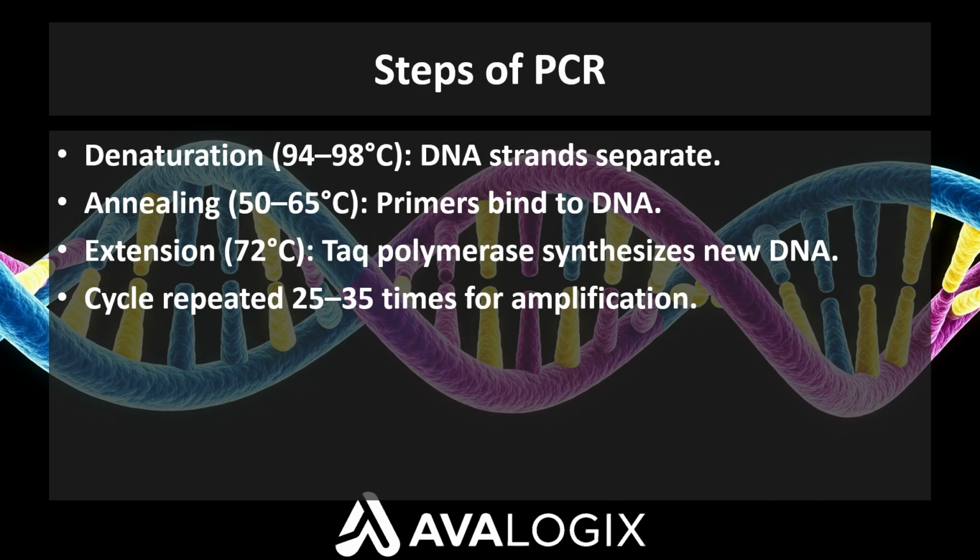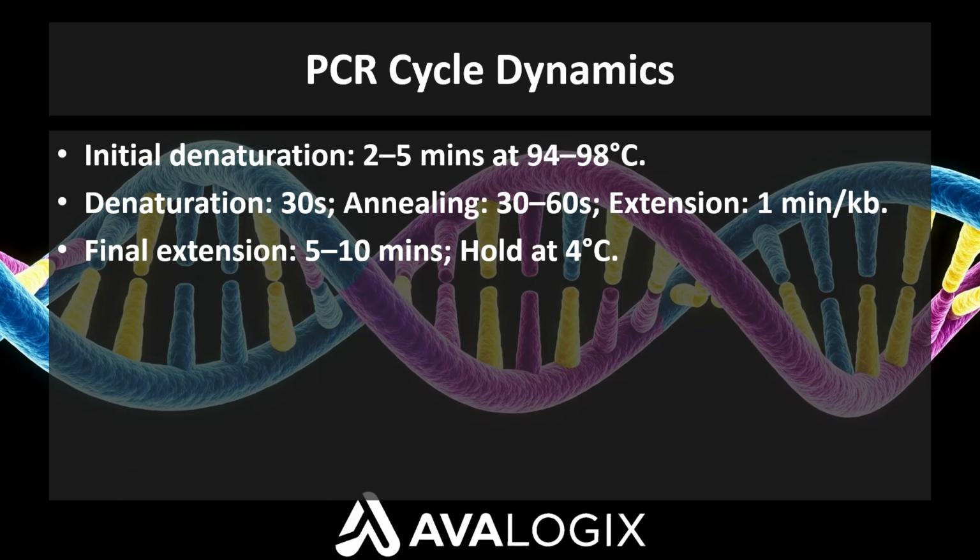The success of PCR doesn't only depend on what's in the reaction tube, but also on how precisely the thermal cycler changes the temperature during each cycle. PCR is a time-sensitive and temperature-sensitive technique, and here's how the typical thermal program looks. We begin with an initial denaturation phase, typically at 94 to 98 degrees Celsius for 2 to 5 minutes. This ensures that all DNA strands are fully separated before cycling begins.